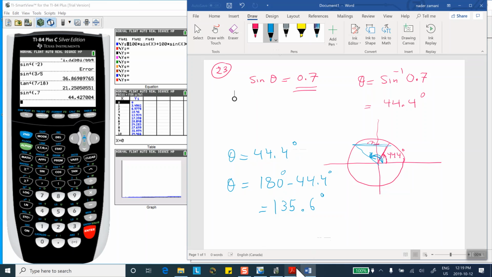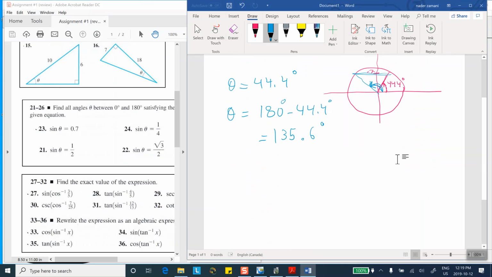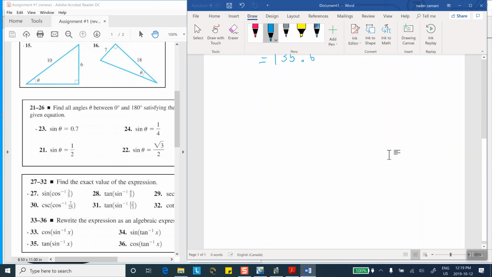Okay? Because notice that it says find all angles between 0 and 180. If you just get them all from the calculator, that's not all angles. Next one. So let's do 24.